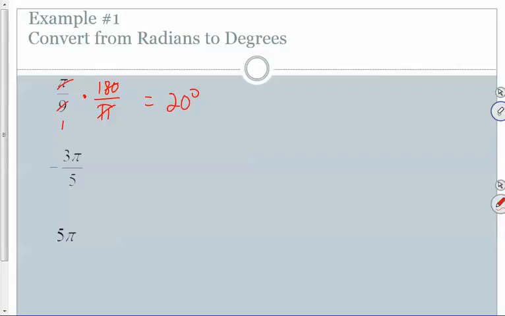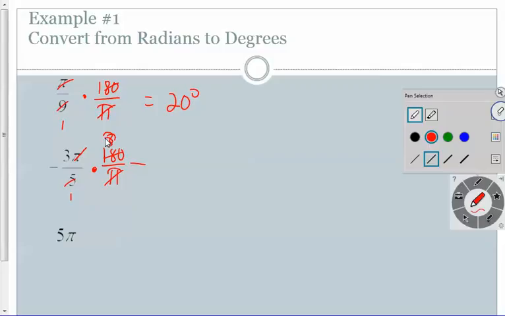Negative 3 pi over 5. I'm going to multiply that by 180 over pi. You can see this pi goes away. The 5 goes into the 180 36 times. So that becomes negative 108 degrees. Makes sense. And then the last one, 5 pi. I'm just going to multiply by 180 over pi. Pi cancels out. 5 times 180 is 900 degrees. Easy enough.